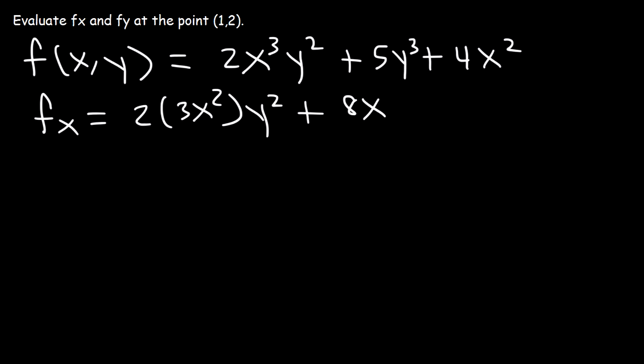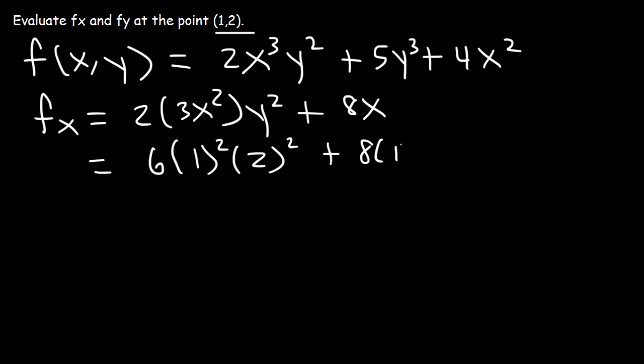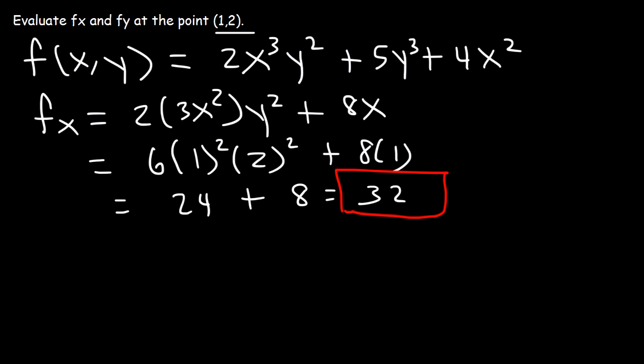So now we can plug in the point (1, 2). 2 times 3 is 6, times 1 squared, times 2 squared, and we're going to have 8 times 1. So 2 squared is 4, times 6, that's 24, plus 8, so that's 32. So that's the value of the first derivative with respect to x at the point (1, 2).